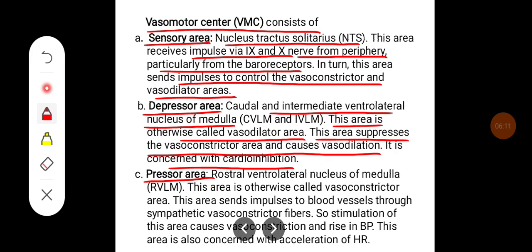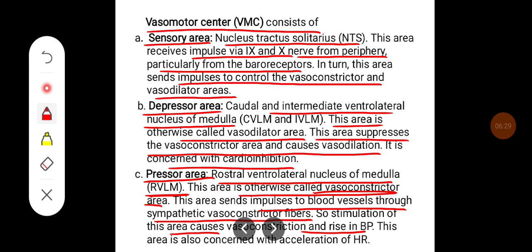Pressor area, the rostral ventrolateral nucleus of medulla, that is RVLM, is pressor area. This area is otherwise called vasoconstrictor area. This area sends impulses to blood vessels through sympathetic vasoconstrictor fibers. So, stimulation of this area causes vasoconstriction and rise in blood pressure. This area is also concerned with acceleration of the heart rate.